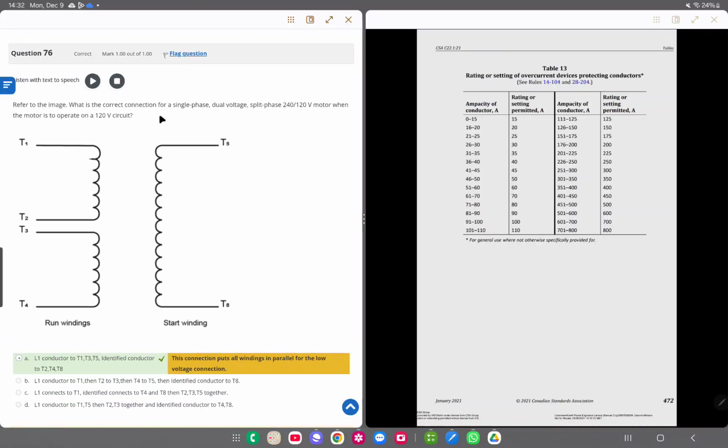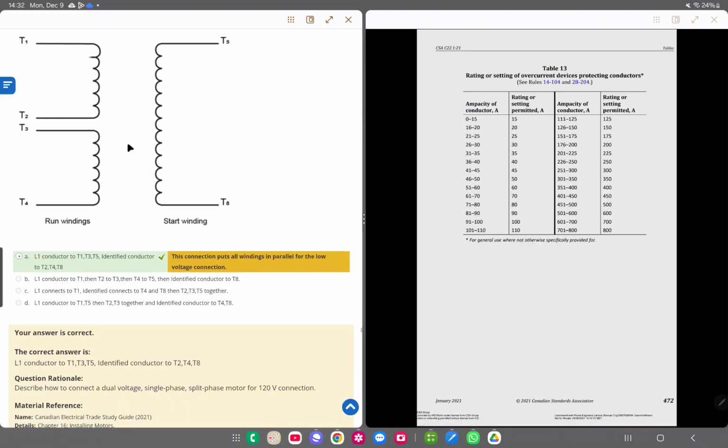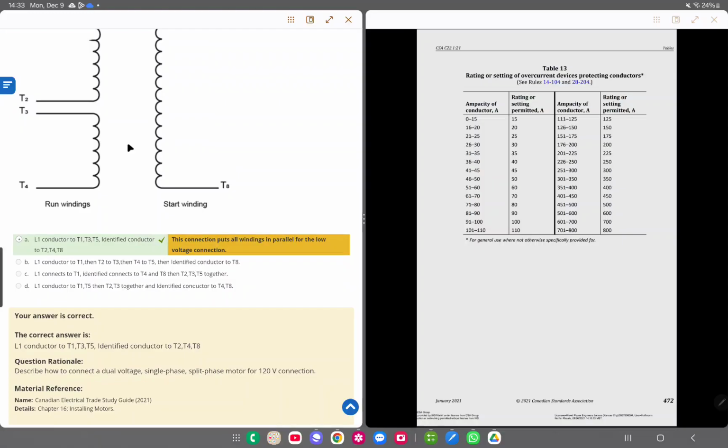Refer to the image. What is the correct connection for a single phase dual voltage split phase 240/120 volt motor when the motor is to operate on a 120 volt circuit? We're going to read chapter 16, installing motors, to get this right, but I just kept the odd numbers together and the even numbers together. I don't really know how to do this question. This connection puts all windings in parallel for the low voltage connection.